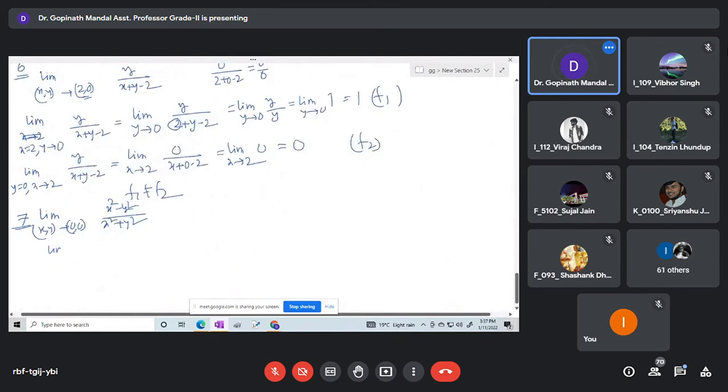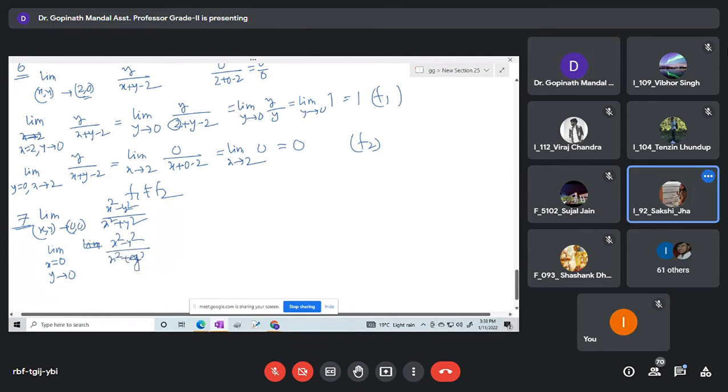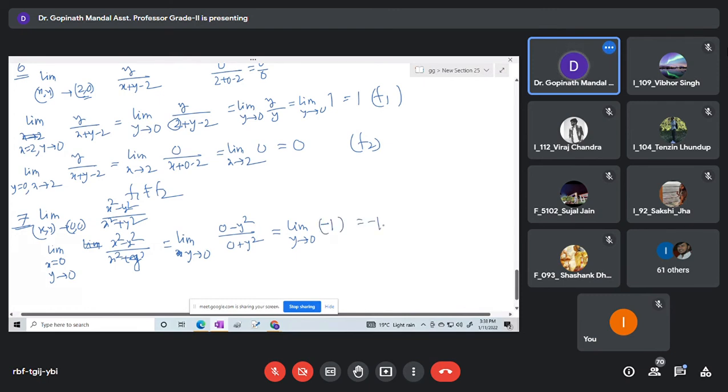So two cases. First, x equal to 0 and y tends to 0. Then the limit will be (x square minus y square) by (x square plus y square). Put the value of x as 0: limit as y tends to 0 of (0 minus y square) by (0 plus y square), which is minus y square by y square, so the limit is minus 1.